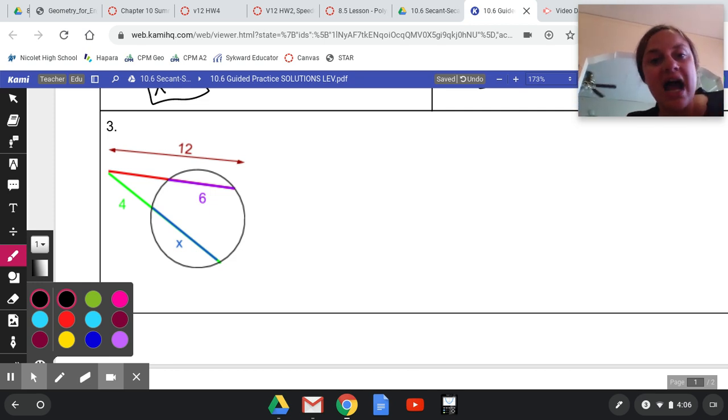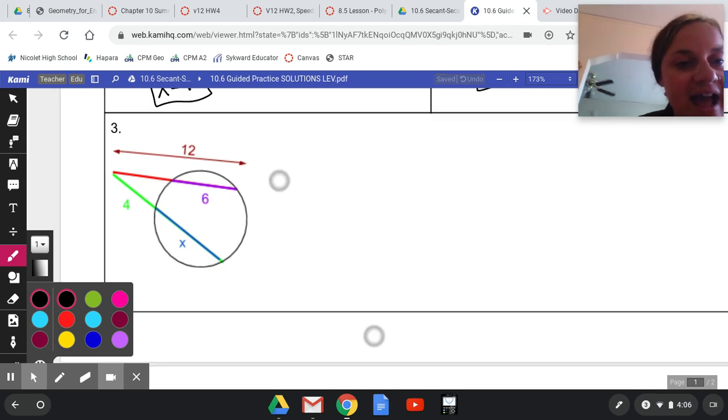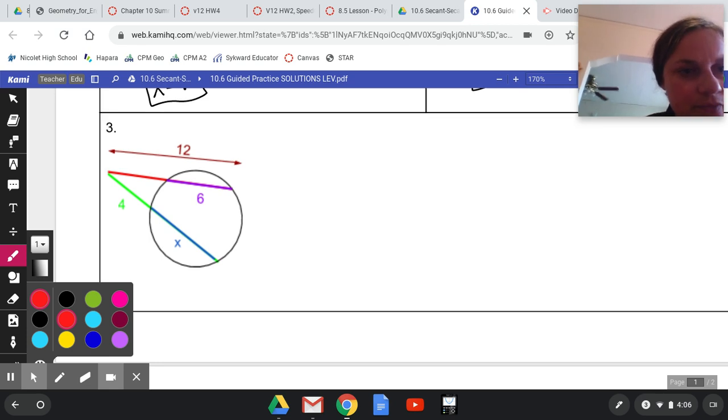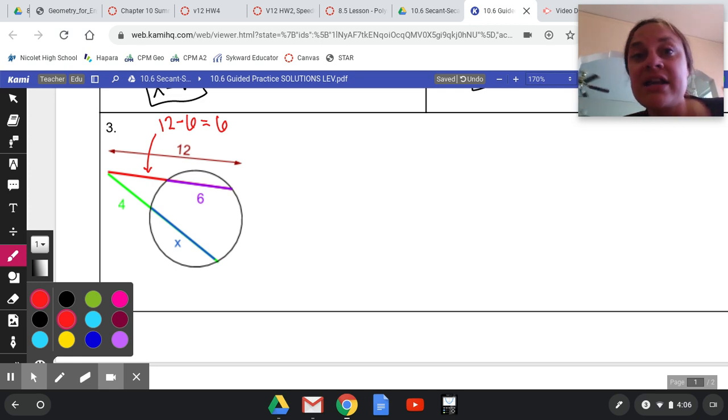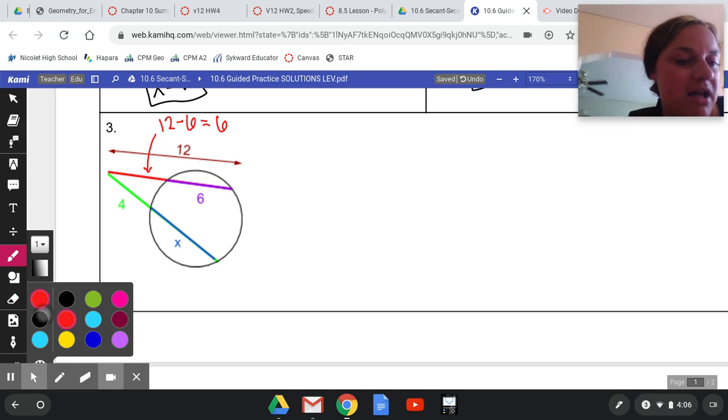Okay, so this one's a little bit different. So if I look at that top secant, the red and purple one, I don't actually know what that outside part is, right? The full length is 12. So in order to get that length, I actually need to do some work first. I am going to take 12, the whole, minus 6, the inside part, to get my outside part, which is 6. Okay, it's not always going to be the same, so make a mental note of that.